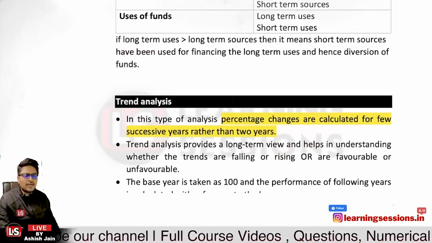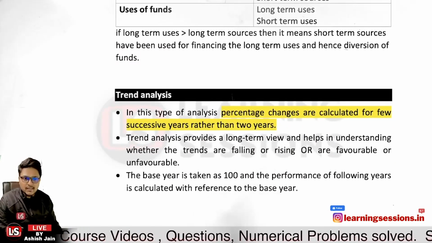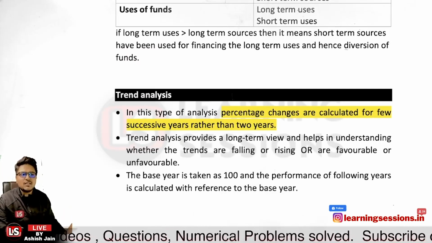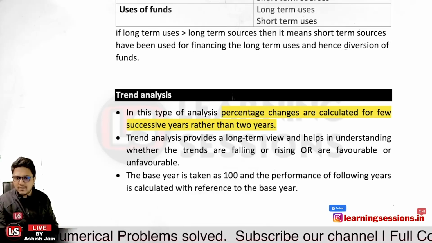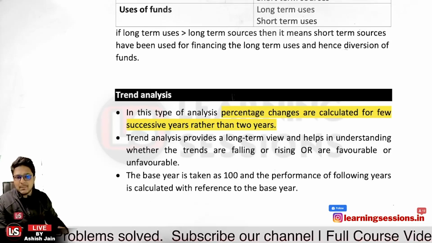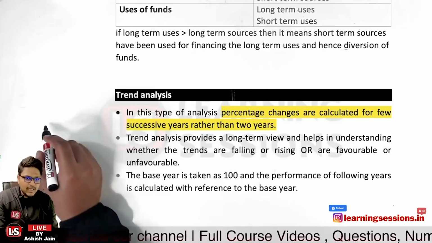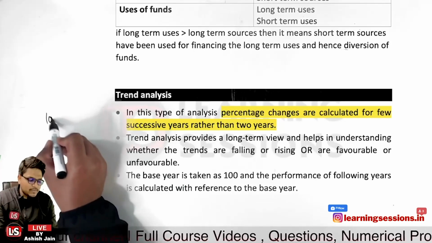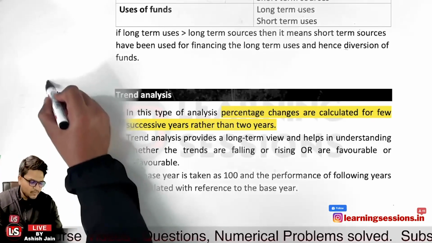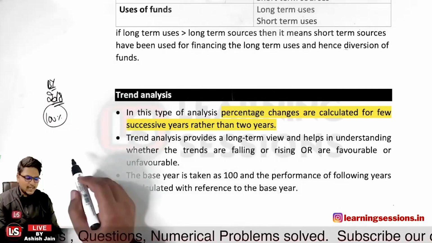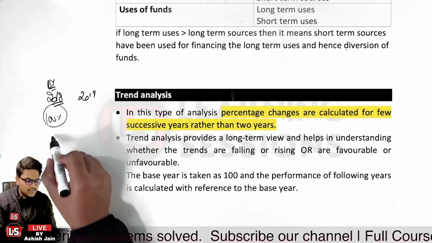After that, it is related to the trend analysis. When we talk about trend analysis, percentage changes are calculated for successive years rather than just two years. So rather than considering two years, you consider multiple years, and further you check the trend. We just take the base year to be 100%. For 2018, we considered the base year. Let us take the case that in 2018, our sales were 500.